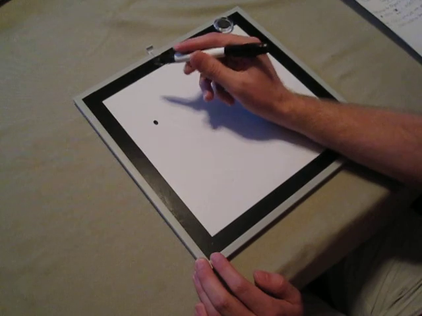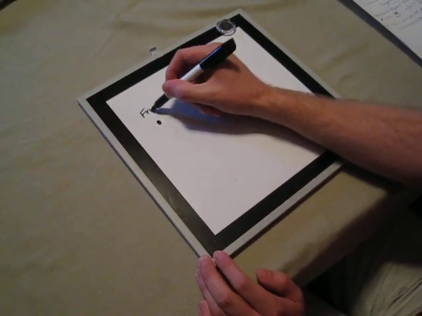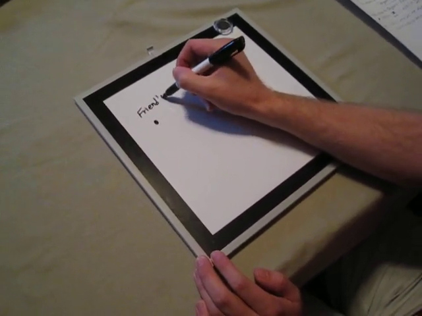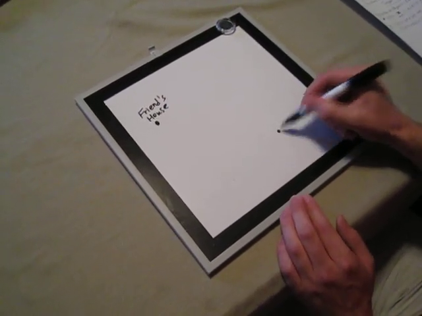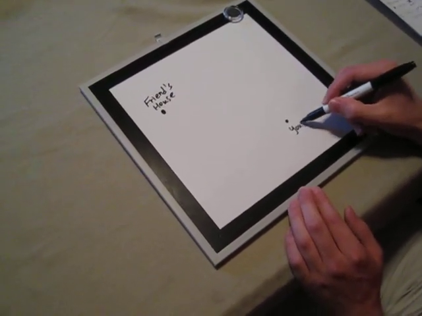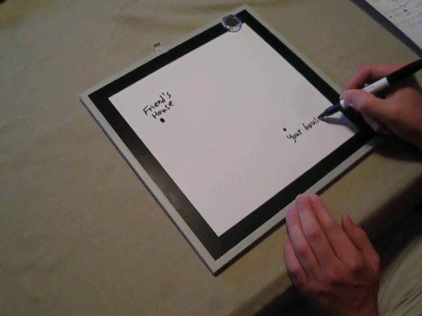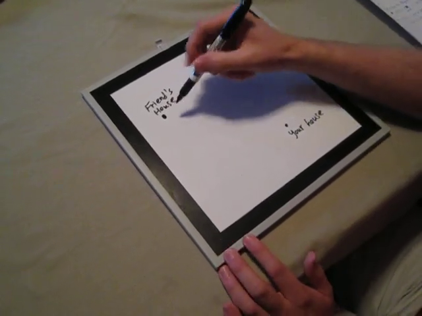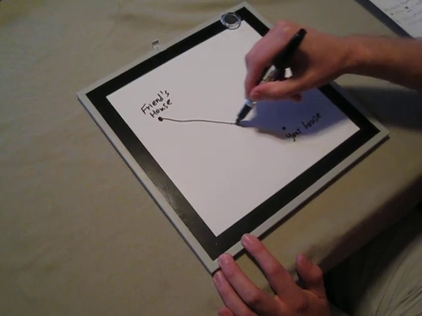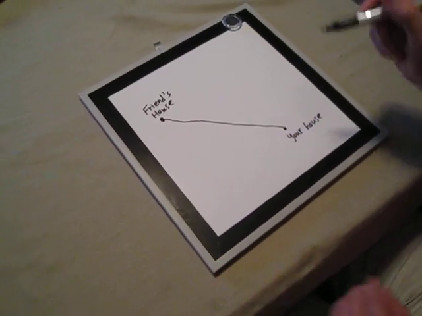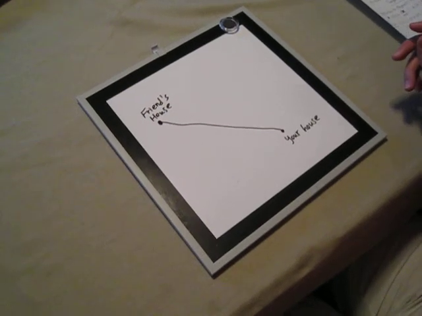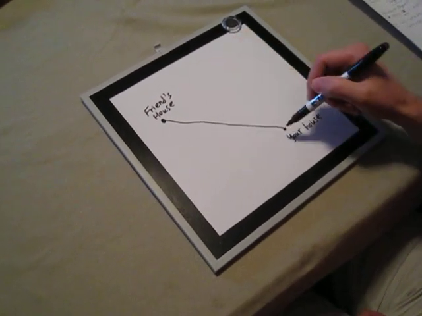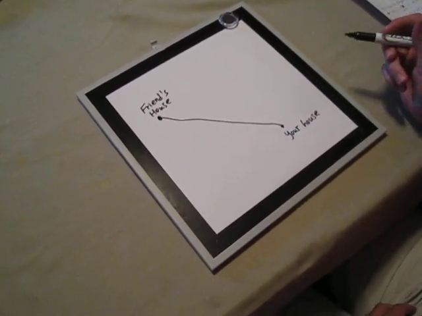Let's say that this is where your friend's house is located. And this is where your house is located. And you want to drive to your friend's house. Now, I'm going to draw two routes that can be taken to get to your friend's house. This line will represent a road. That would be one route.